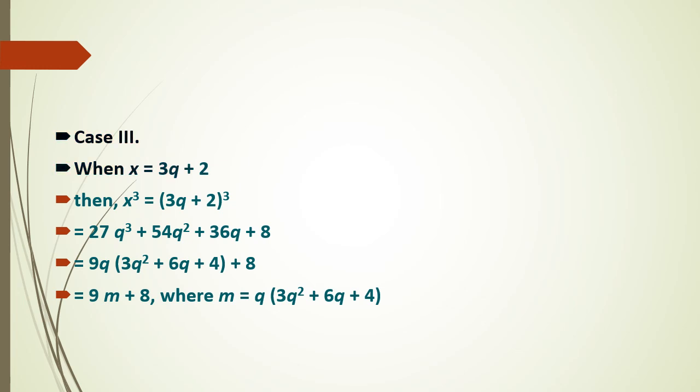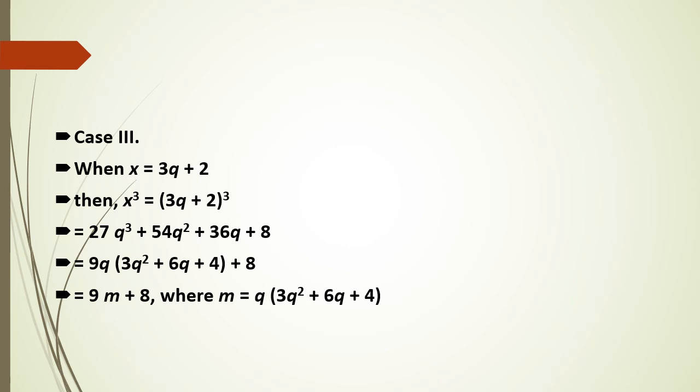Case 3. When x is equal to 3q plus 2, this is the last case, 3q plus 2, cubing both sides, then x cubed is equal to 3q plus 2 whole cubed. Now again you apply the identity a plus b whole cubed. 3q whole cubed is 3 3s are 9, 3 9s are 27 whole cube. And then similarly 3ab squared and then 3a squared b.